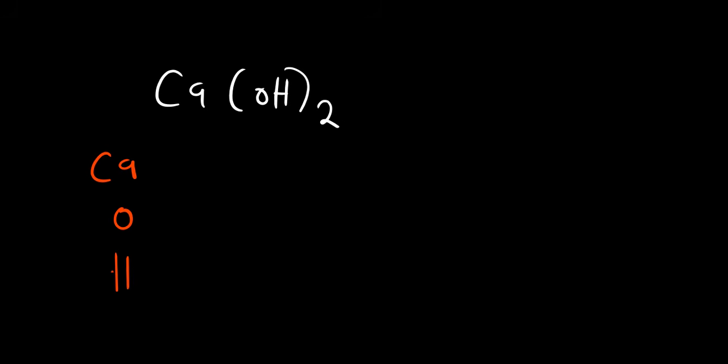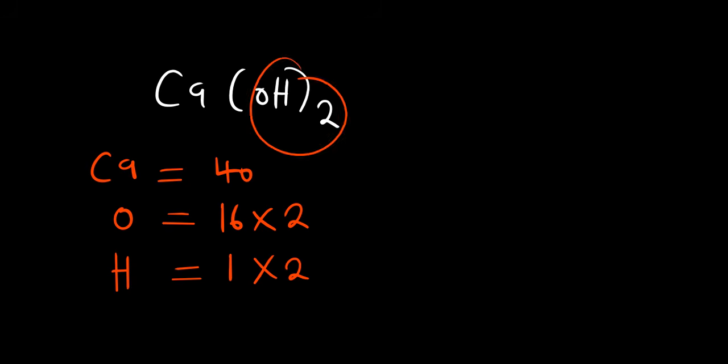Let's start with calcium. Calcium has a molar mass of about 40, okay? Oxygen is 16, hydrogen is 1. Now you always have to consider the subscript, which is 2. In this case, the oxygen, which has a molar mass of 16, I'm going to multiply by 2. Same with the hydrogen, because of the subscript that we have. Then we solve. So we're going to have 40. 16 multiplied by 2, that is 32. 2 multiplied by 1, that is 2.